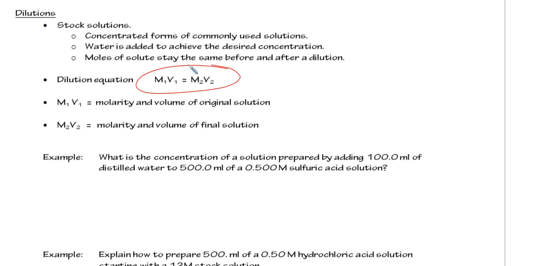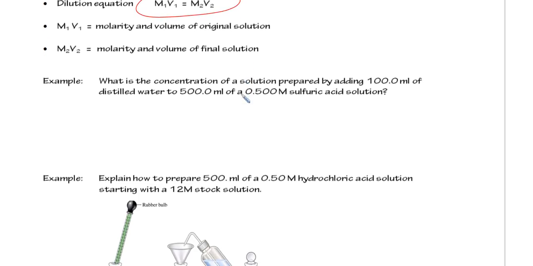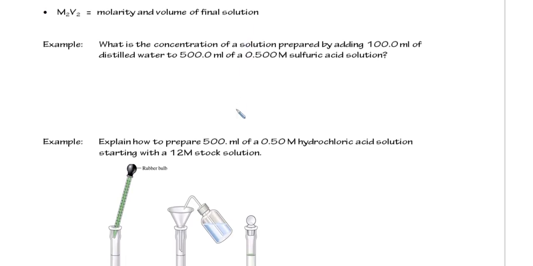M1V1 are the original molarity and volume of your given solution. So I might be starting with a 12 molar solution of hydrochloric acid. M2V2 are the desired volume and molarity, the conditions of your final solution. And there are a couple different ways that you might use this equation. It's for changing the concentration. Sometimes people will say, I don't know if I'm supposed to use the molarity equation or the dilution equation. Usually with the dilution equation, you already have a solution and you're just changing the molarity. With the molarity equation, you're making the solution.